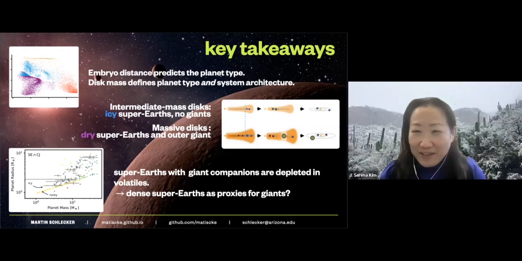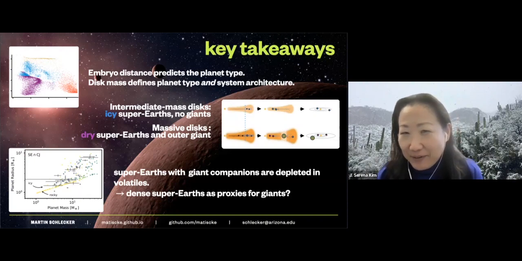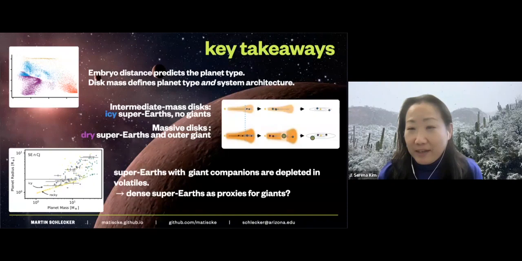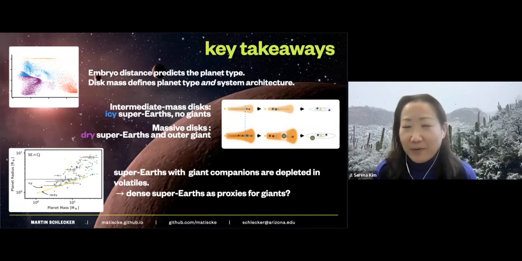Okay, so we have some questions in the chat. Sergio, if you'd like to ask the question in person, that would be great. Sergio asks, do simulations start with class 2 disks? What happens if planet formation starts in class 0 or 1?